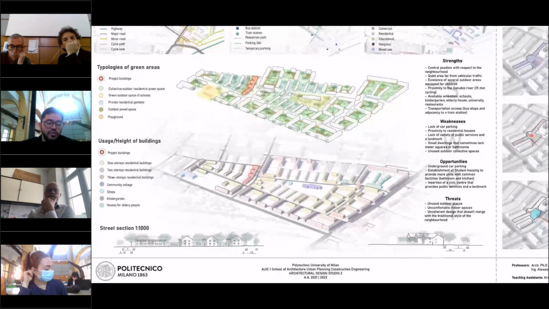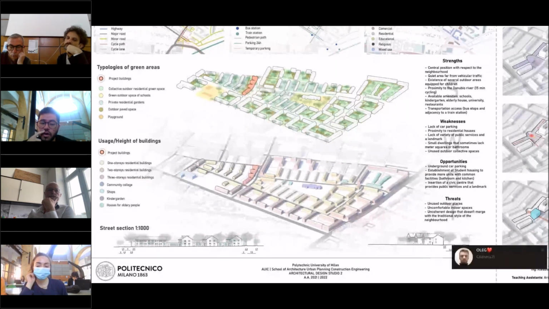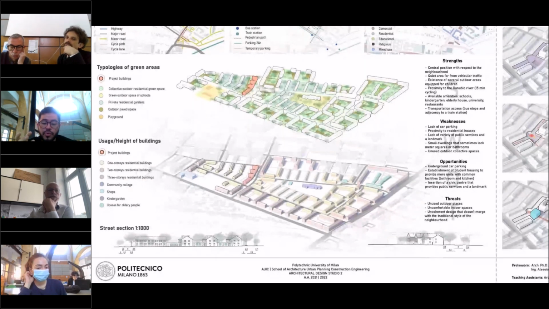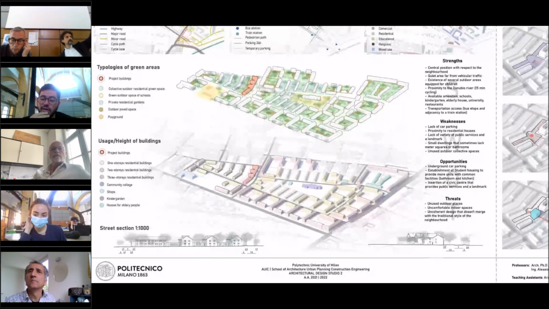Some weaknesses, for example, the lack of car parking and the proximity to residential houses, because they are very connected and also very small. The units are very small between them, especially in our area. We are going to develop this later. But we also saw some opportunities, for instance, the possibility to put some car parking above our area, and the establishment of student houses, which we will also develop later, and some trends. For example, the unused outdoor spaces.